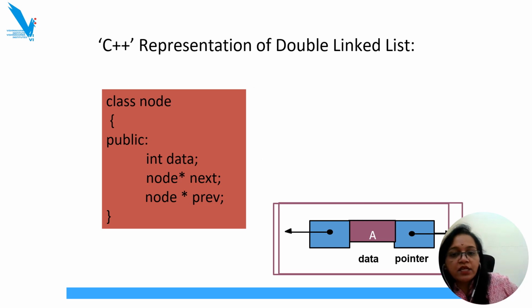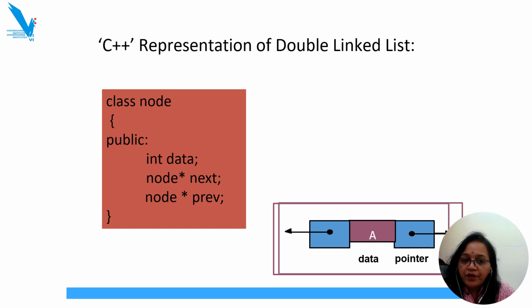Let us see the C++ representation for the double linked list node. We will again create a class node. In class node, there are three attributes. The first is an integer data, and there are two pointers, node star next and node star previous. We have assumed that our double linked list will hold elements of type integer, although data can be of any type.